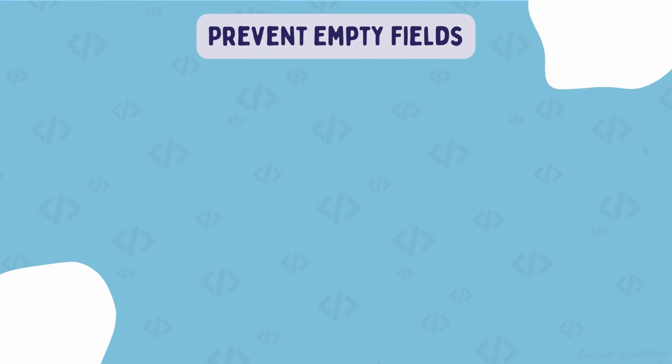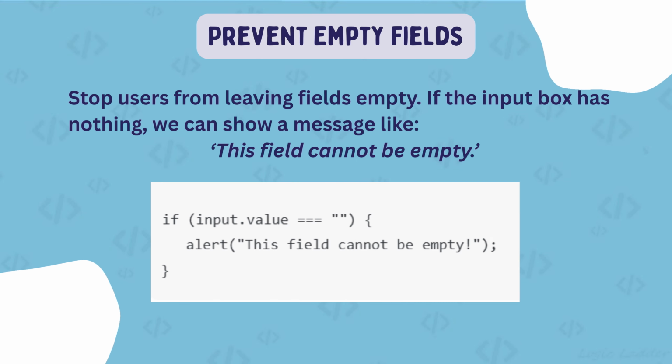Let's start. How should we validate our form before submission? Our first step is simple. Stop users from leaving fields empty. If the input box has nothing, we can show a message like, "This field cannot be empty." Easy but powerful.